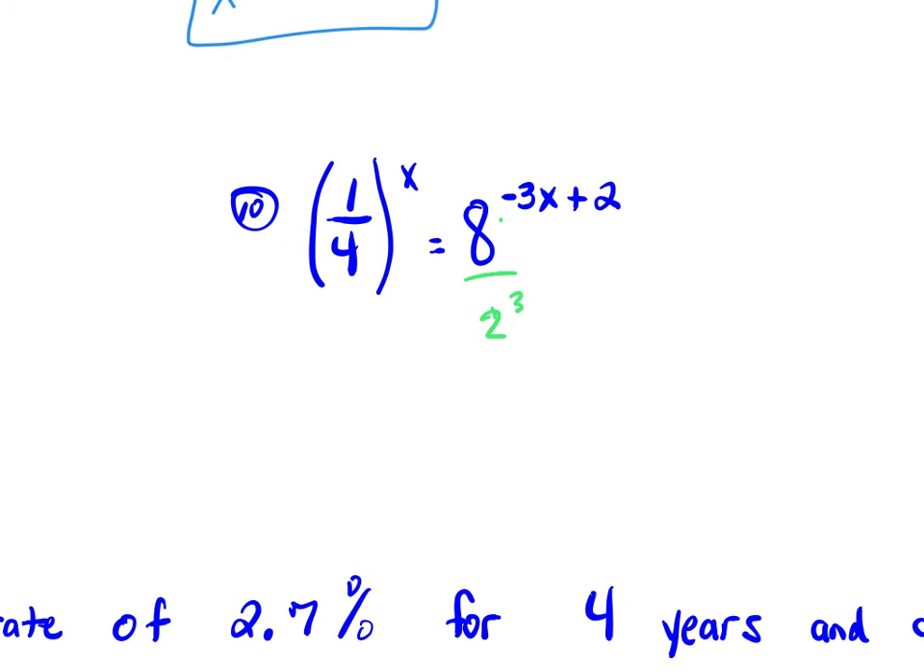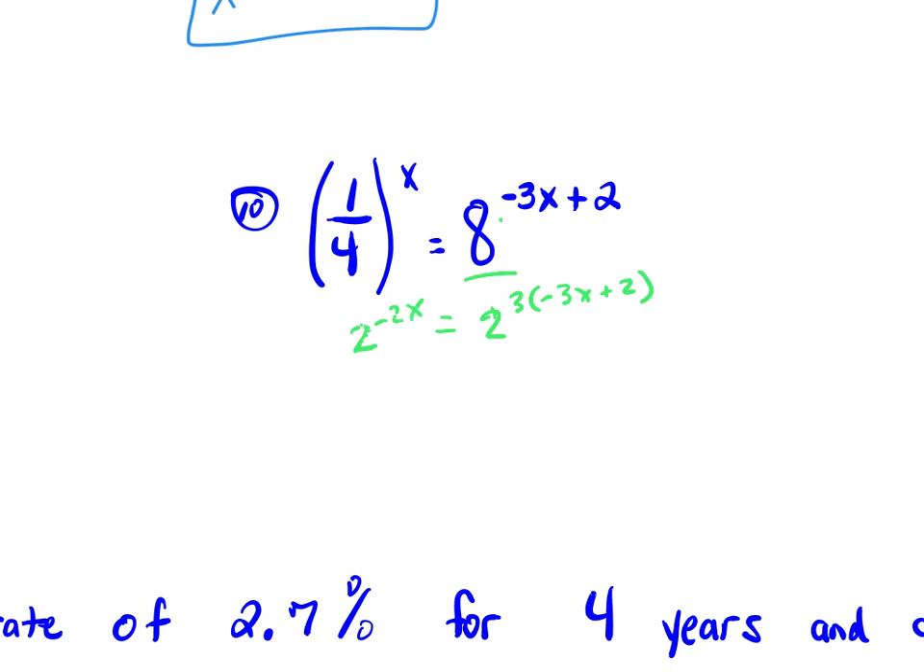So we have 2 cubed, which is 8, so then we have to multiply this to 3x plus 2. So we want this 1/4 to look like a 2. How can we do that? So it would be 2 to the power of -2. 2 to the power of -2x. Perfect.